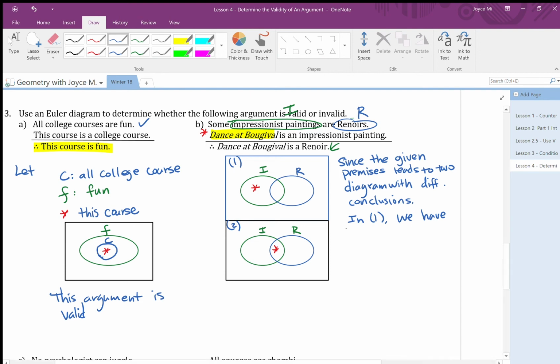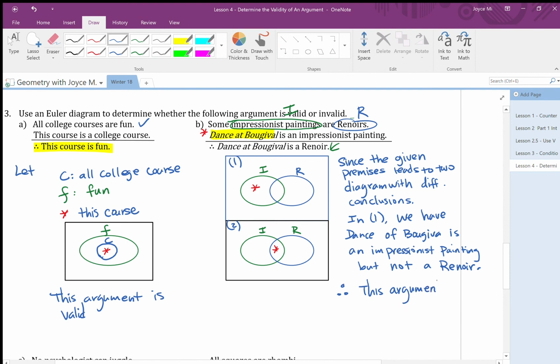We have Dance at Bougival is an Impressionist painting, but not a Renoir. So therefore, this argument is invalid.